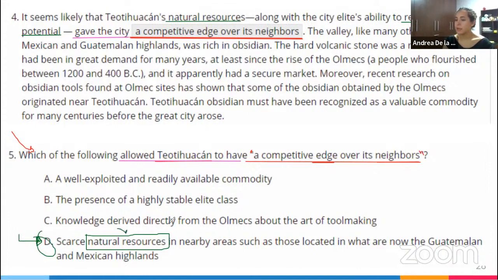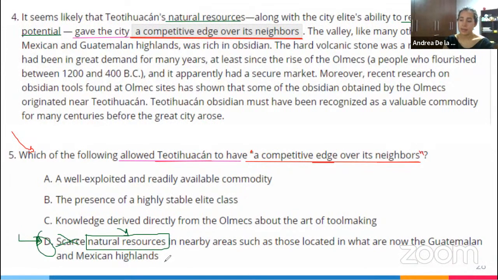Because what do they say about their natural resources? They say, first of all, scarce natural resources. Well, do we know that they were scarce? Do they say in the text that they were scarce? They don't say that, right? They actually say that they were rich in obsidian. So we don't know that. We don't have that information. That's incorrect.